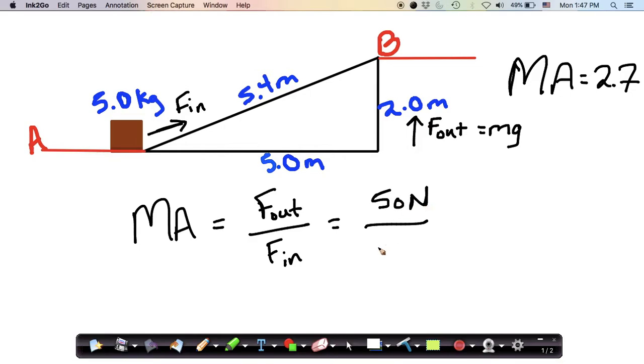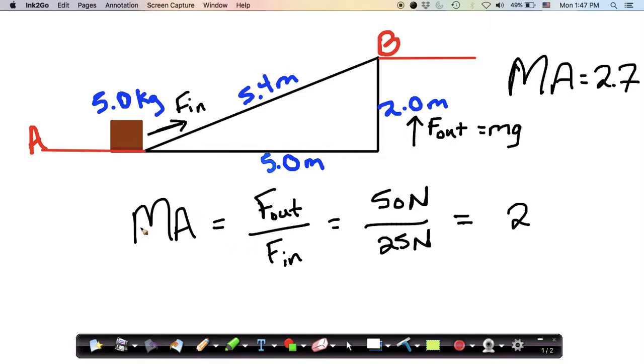And in our example in this video, we said, what if we have to push with a force of 25 newtons to get the box up the incline at constant speed? So if we do 50 over 25, that actually gets us a mechanical advantage of 2 as opposed to 2.7. That's not the same as what we calculated with the ratio of the distances, with the dimensions of the incline. And there's a reason for this.